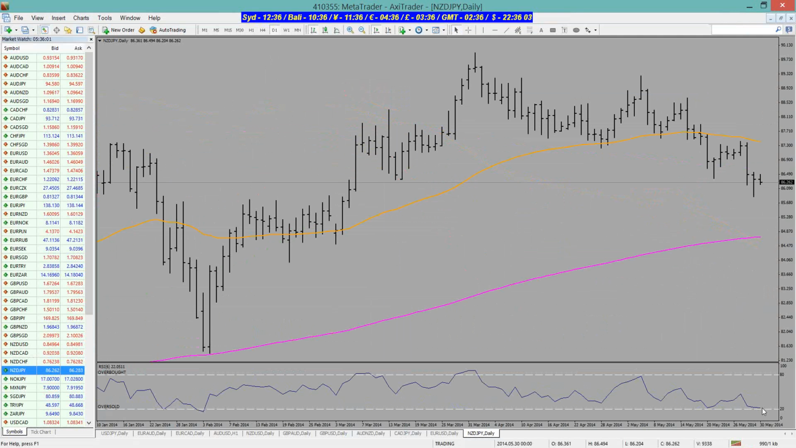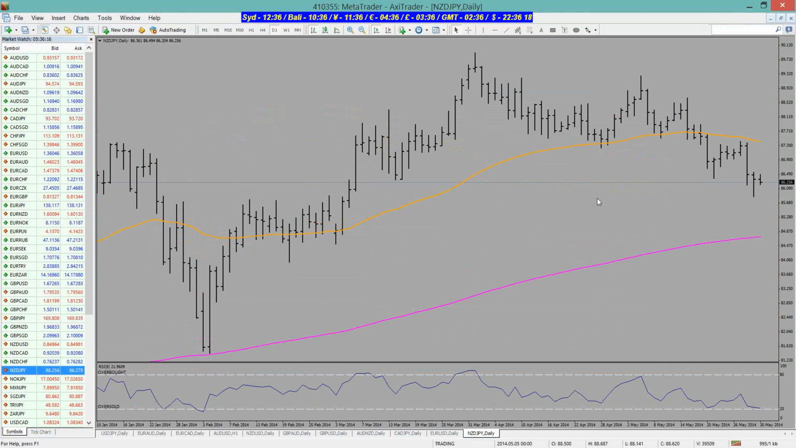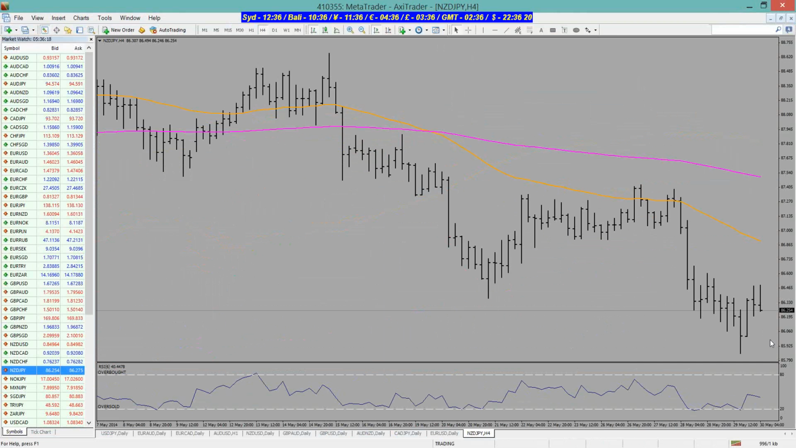And the daily is getting close to overdone. I wonder if that's near that support line. Where's that support line you had? There's a good setup. I like this. What was that? 86.40. Okay, went through 86. This support line here. Cool.